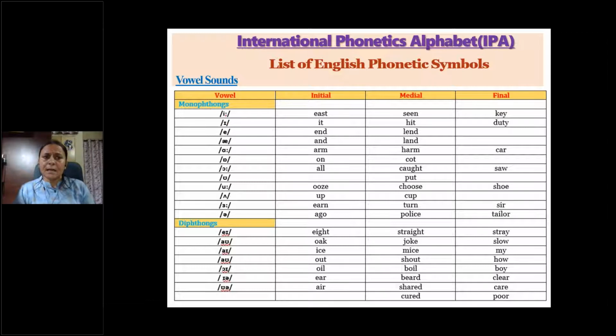This is the E sound, E, E, A, A, O, U, U, A. These are the 12 monophthongs, and then we have the remaining 8 diphthongs: A, ow, I, ow, oi, ear, oo. So these are the total 20 vowel sounds.